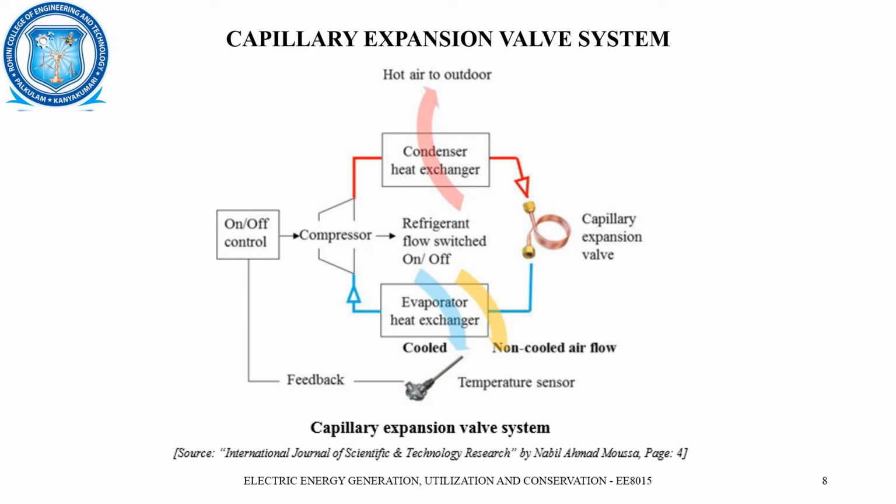What is going on in this case is that the temperature sensor senses the temperature of the room. It feeds that back into the on or off controller, and that on or off control activates the compressor, and the entire process carries on, whether to cool down the inside air or to stop cooling since the air is already cold. This is the case of the capillary expansion valve, which is what we have explained till now.